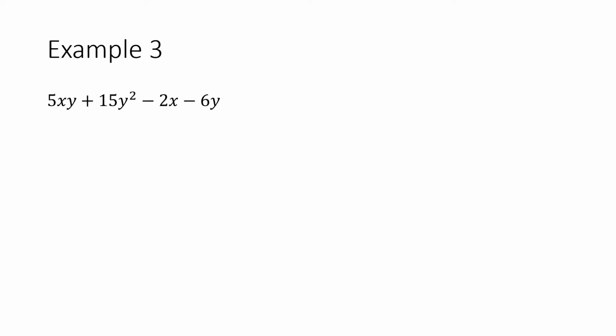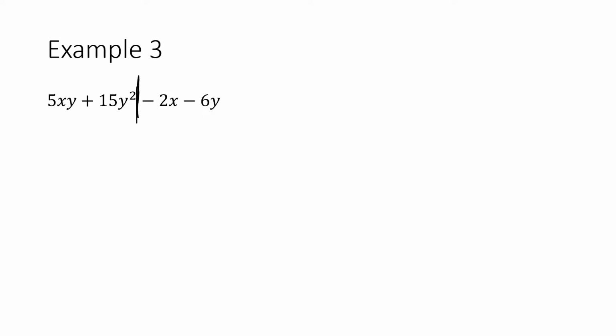Let's try another one. Here it gets a little more complicated. We've got 5xy plus 15y squared minus 2x minus 6y. No matter how complicated it looks, I notice that there are exactly 4 terms, and if I have an even number of terms, I can cut it in half and start factoring out the greatest common factor.